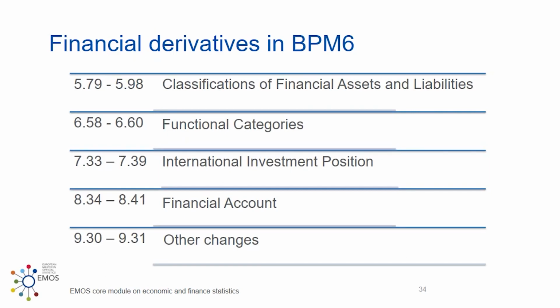And as before, here you see a list of articles or paragraphs in the BPM6 where you can find information or statements or rules about the role of financial derivatives in the balance of payments and the international investment position. Take note that financial derivatives is a rather new kind of functional category compared to FDI or portfolio investment, and also compared to other investment it is not as far encompassing, and therefore there are maybe fewer entries at the current point than the other functional categories.